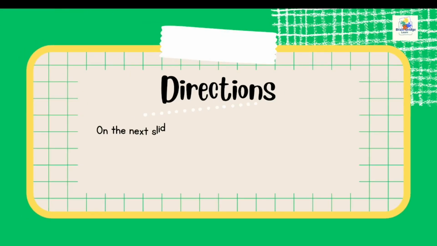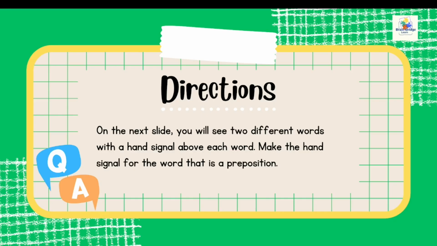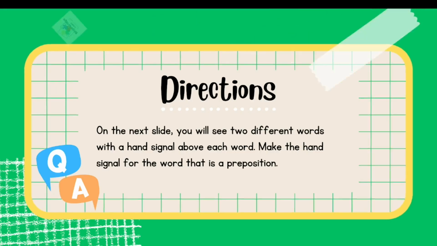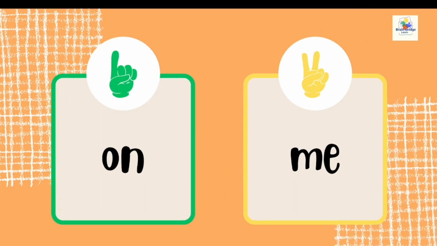Let's begin! Direction: on the next slide, you will see two different words with a hand signal above each word. Make the hand signal for the word that is a preposition. You may also make a hand signal or write it in the comment. So, first is on and second is me. You will have 3 seconds.